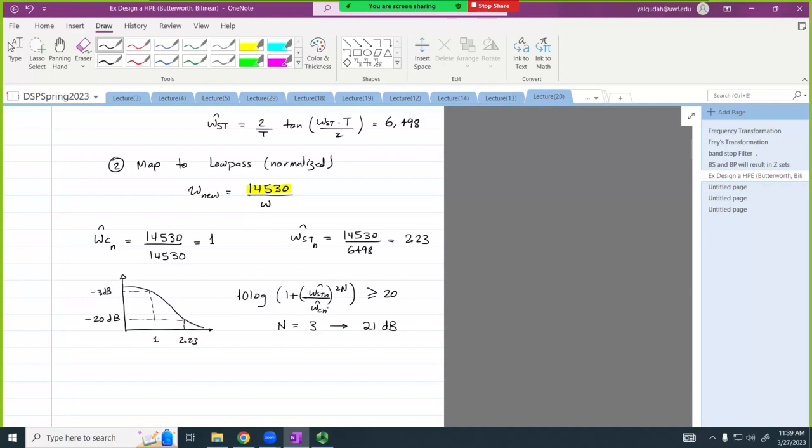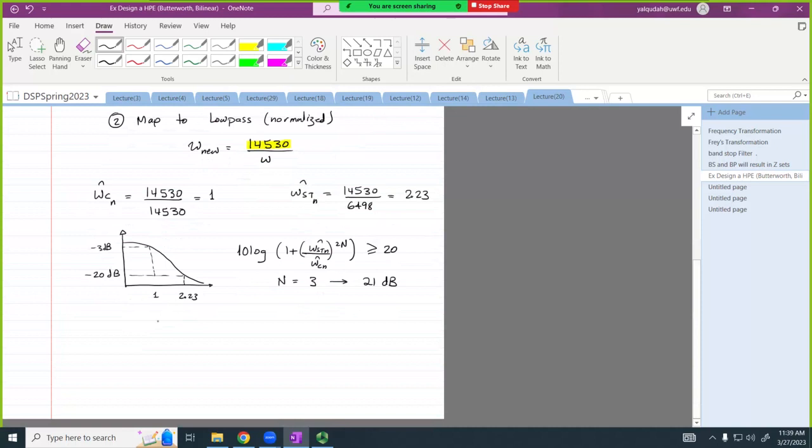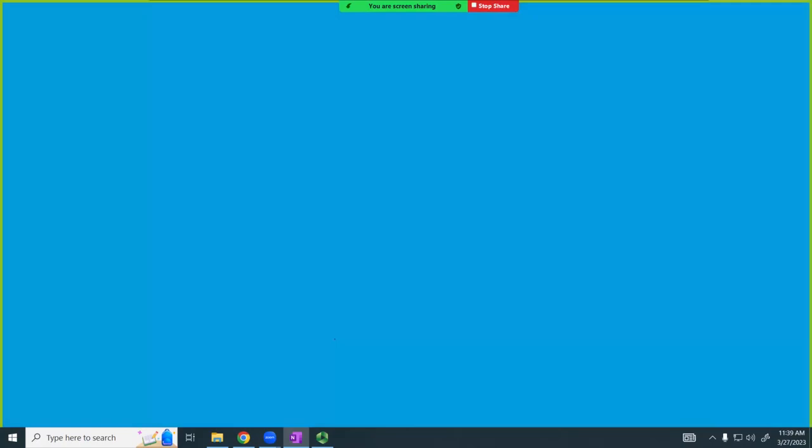Okay, so we can go to the table, and this is step number 3. We can get our normalized filter from the table. We have HC of S that is equal to 1 over SC cubed plus 2S.